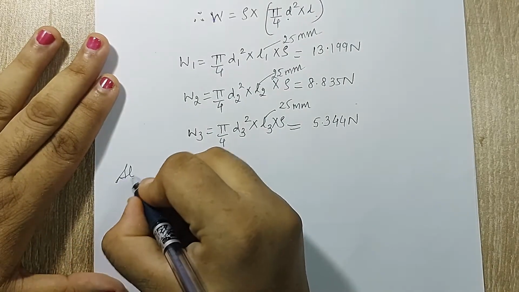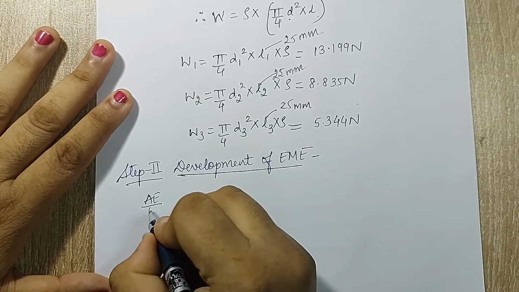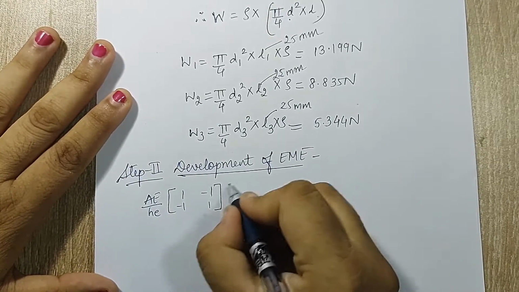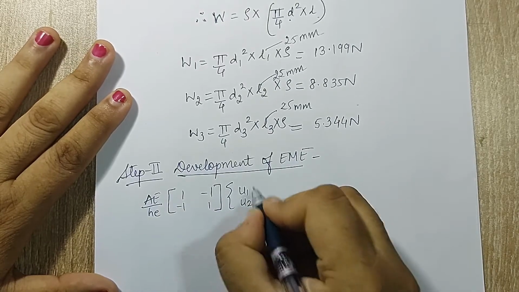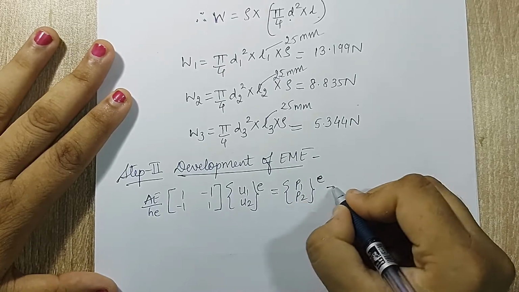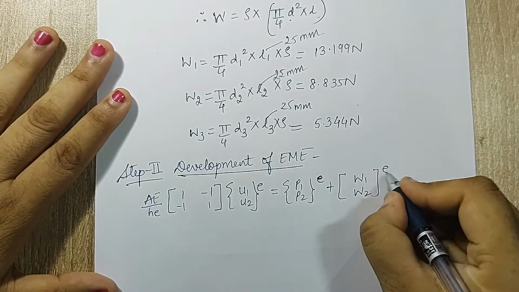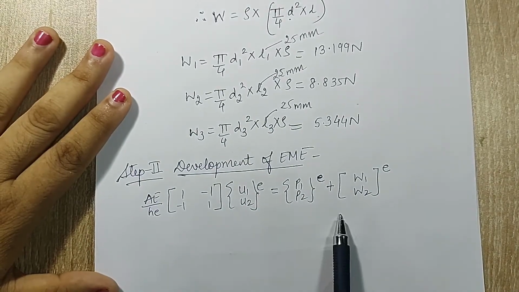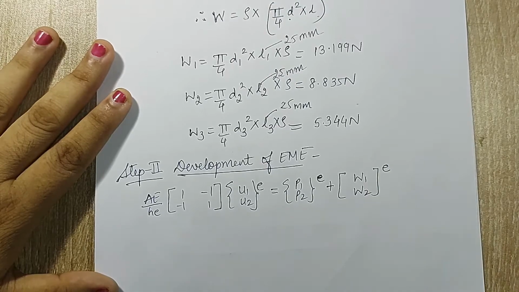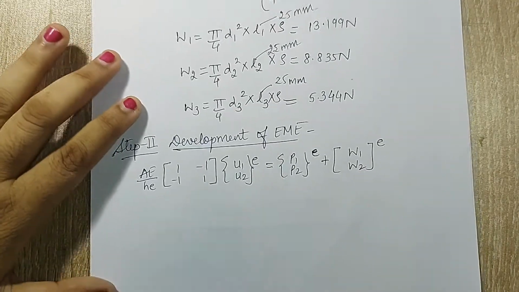Next I'll go for step 2, that is development of EME. The equation will be AE upon HE, [1 -1; -1 1], U1 U2 raised to E is equal to P1 P2 raised to E plus W1 W2 raised to E. Now here you can see, apart from this equation, this term has been added, which is for weight function.